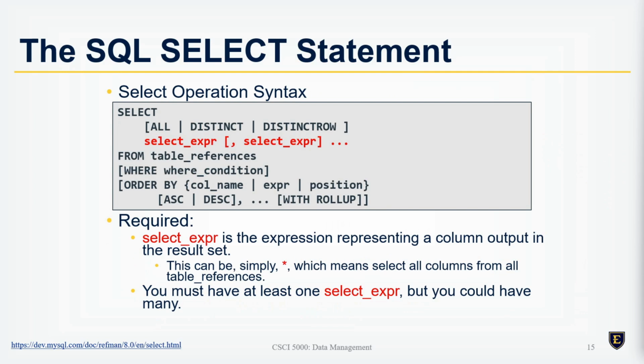So moving forward, the select expression is the expression representing a column output in the result set. That's what you want the column to look like in the output. You can simply say star or asterisk, and if you include an asterisk, that just means to select all of the columns from all of the table references that you have. Otherwise, you can specify individual columns to include in the output set. You must have at least one select expression, but you could have many select expressions in your select statement.